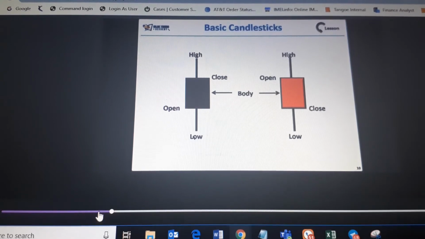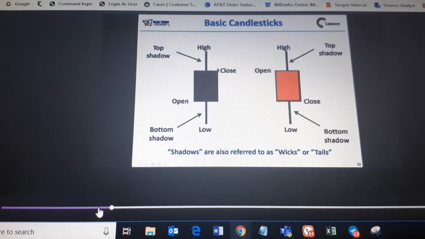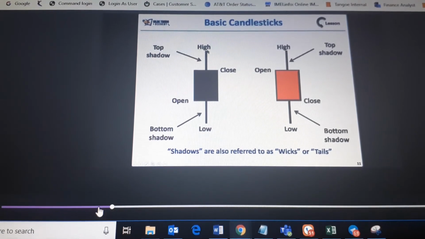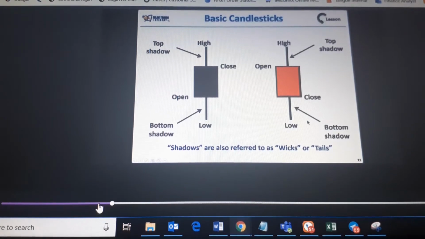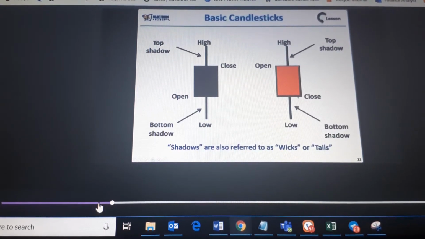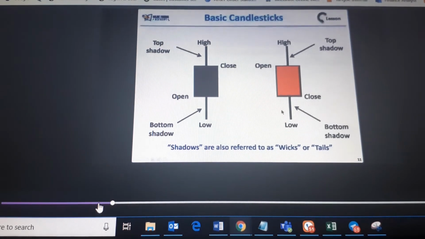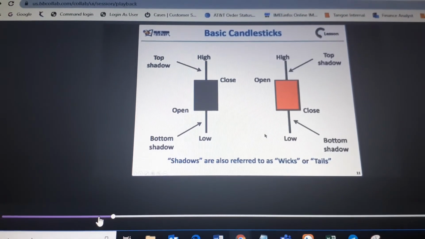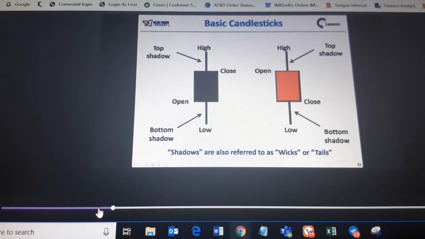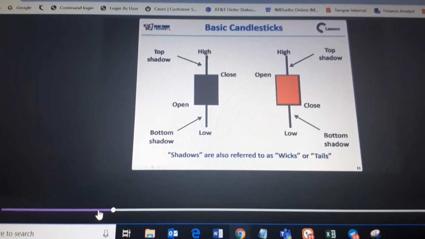Okay, so let's go here. Now if you see these vertical lines, these are called top shadows and bottom shadows. These are also called wicks or tails. So we are going to use wicks for our curriculum. Everything means the same: wicks, tails, shadows, but we are going to use wicks. So this vertical line over here and here, these are called wicks.